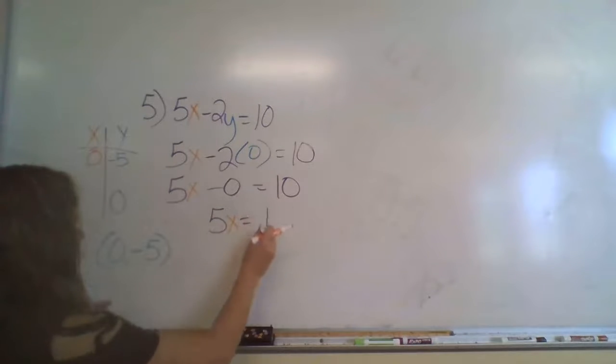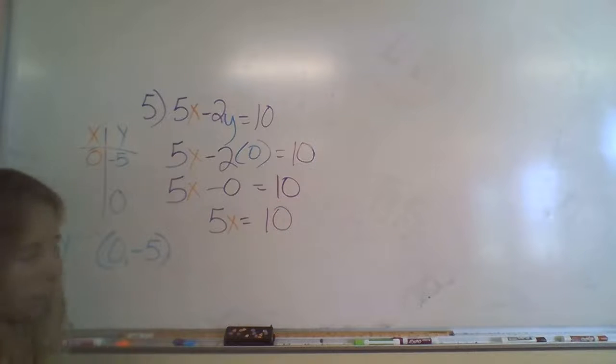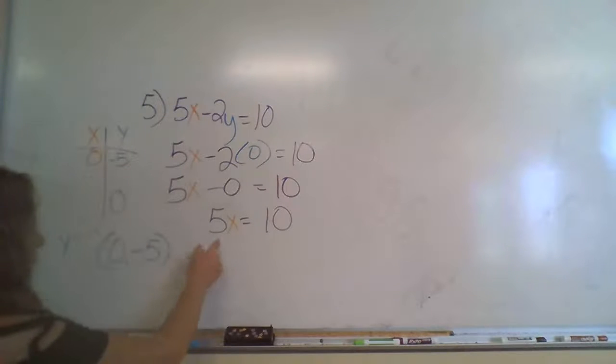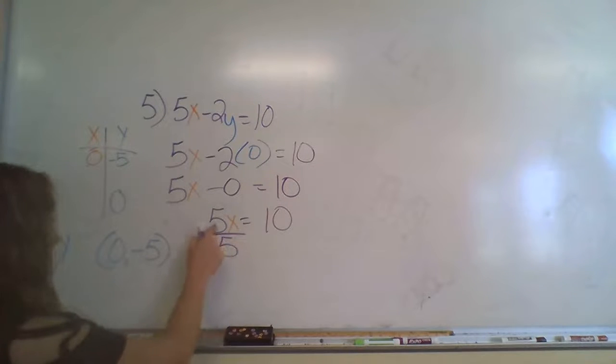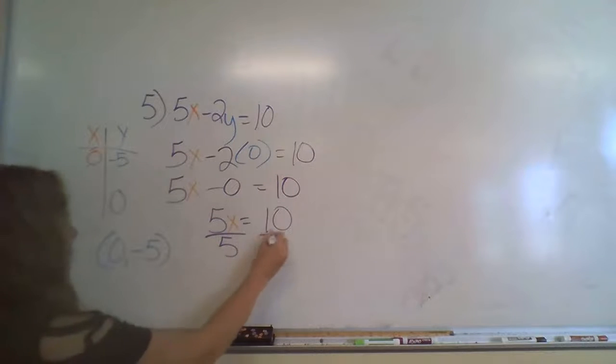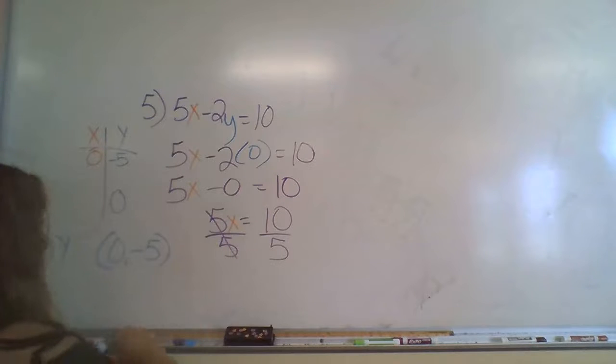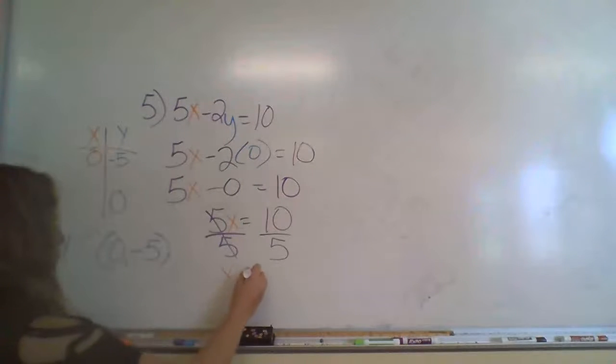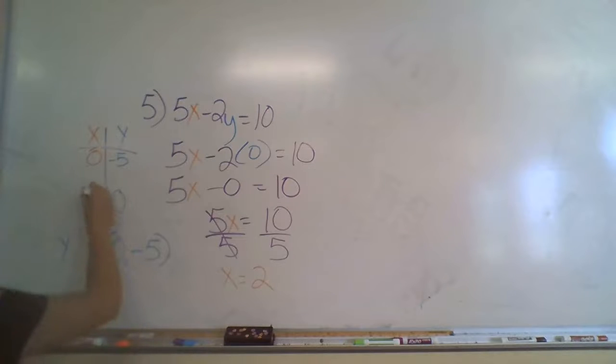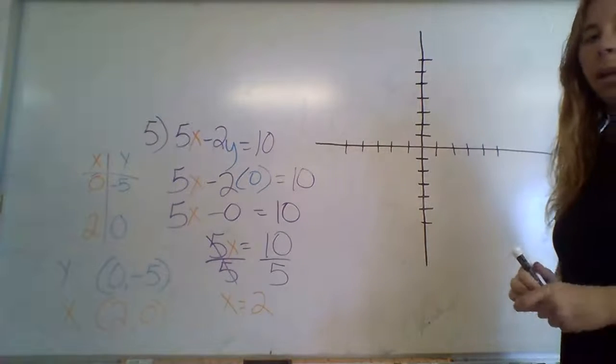5x equals 10. Voila. Now you're going to divide both sides by 5. We're multiplying 5 times x, so we're going to divide both sides by 5. And you get, these cancel, x equals 2. So your x-intercept is 2, 0. All right, now they want us to graph them, so one second. Okay, here's my coordinate grid.